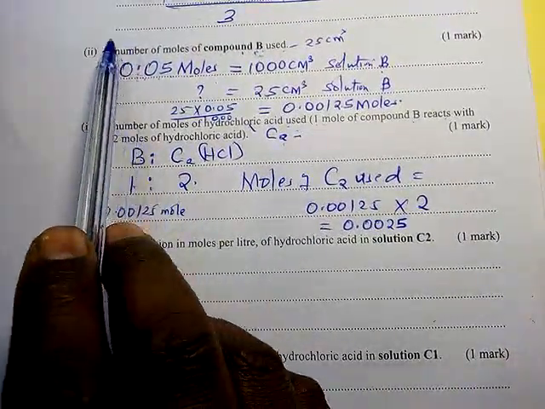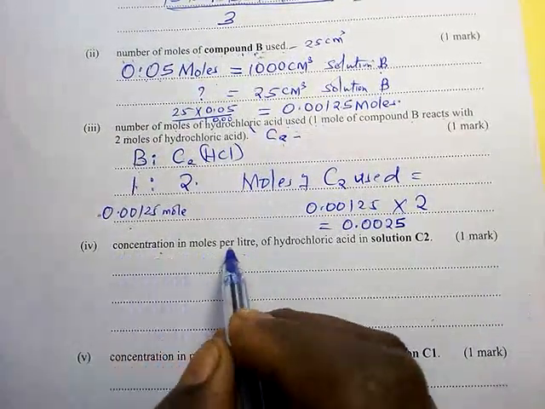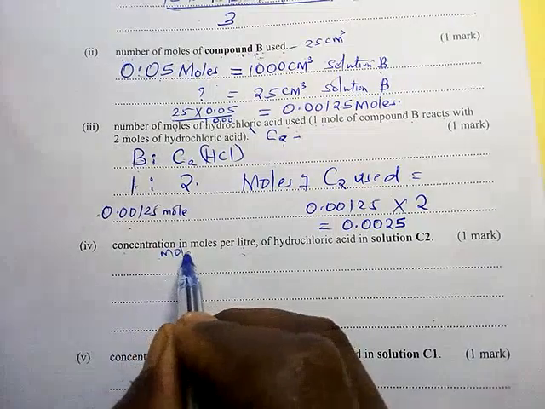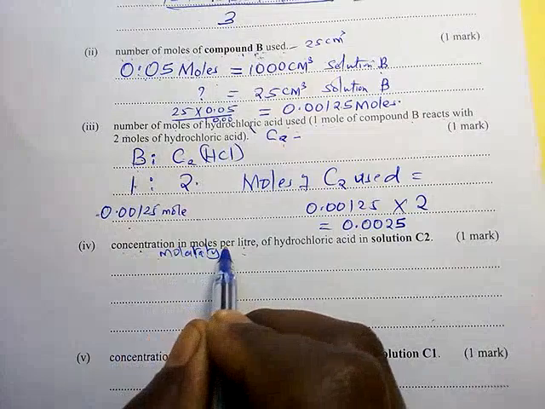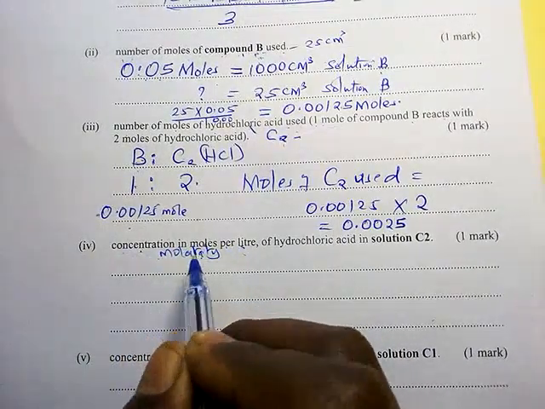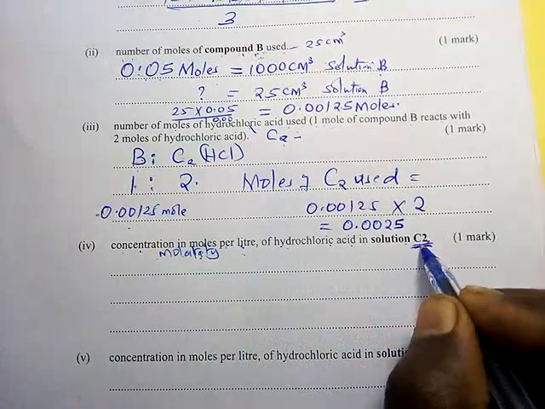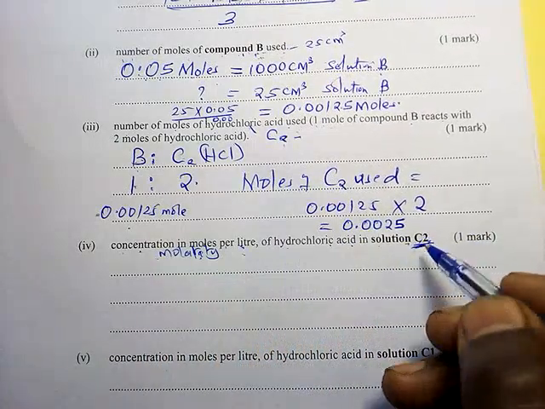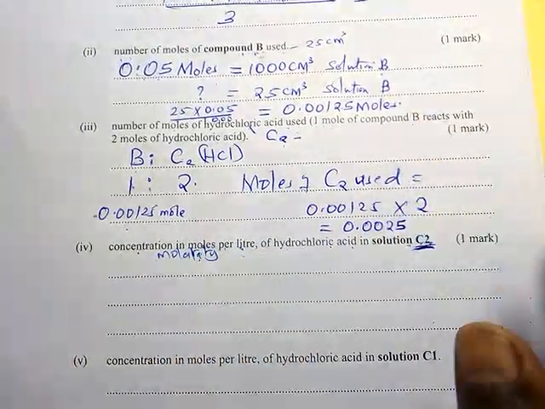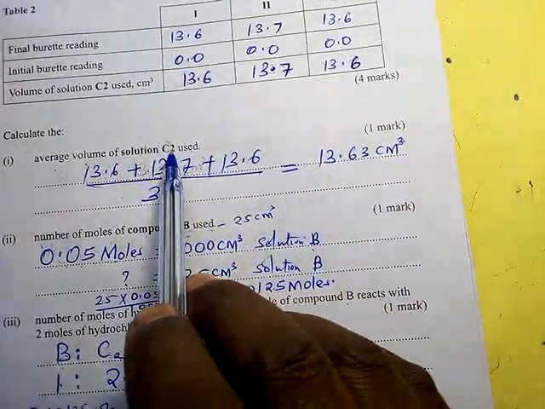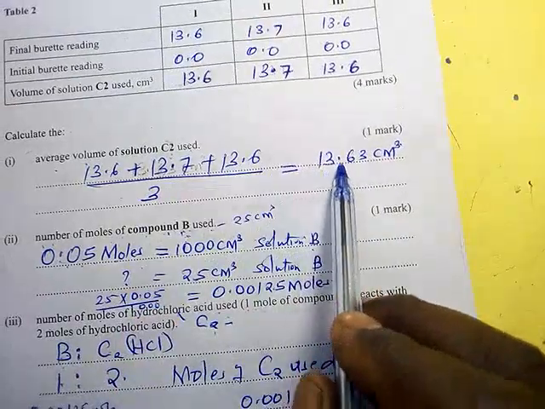Now the next question is calculate the concentration in moles per liter. Concentration in moles per liter actually means molarity. Calculate the molarity, concentration in moles in 1 liter, of HCl acid solution C2. Now we want to calculate the molarity of C2 in 1,000, but we have moles of C2 in 13.63. C2 that reacted with B is 13.63 centimeters cube.